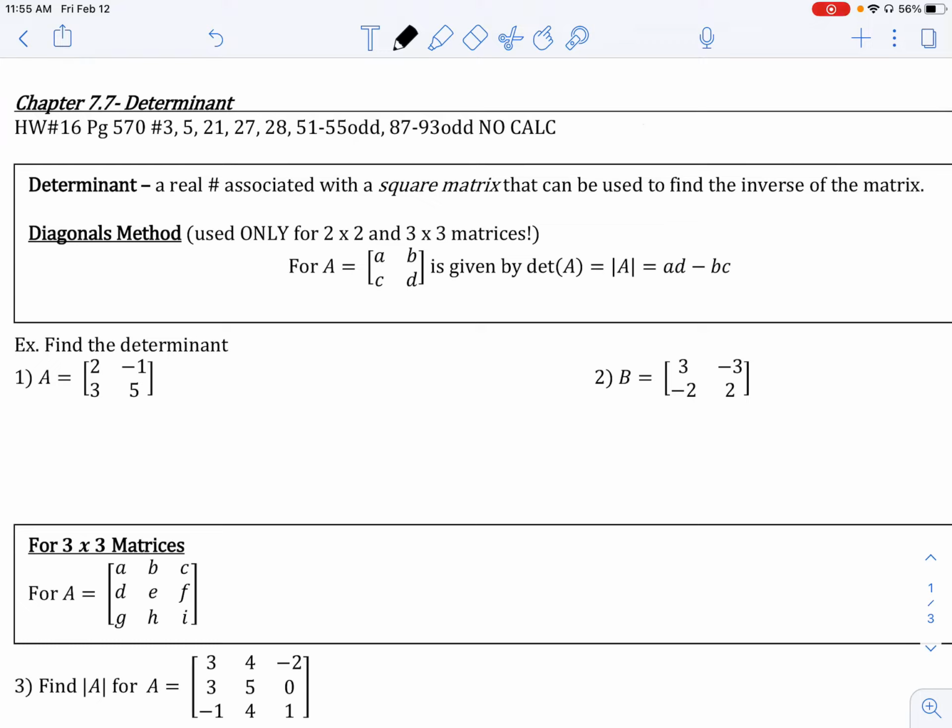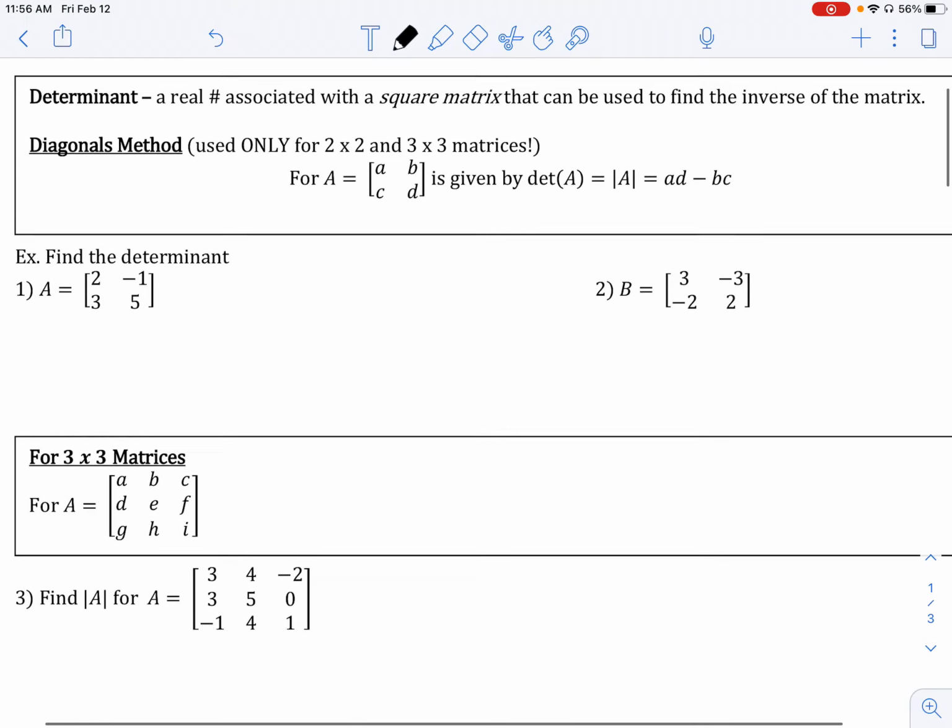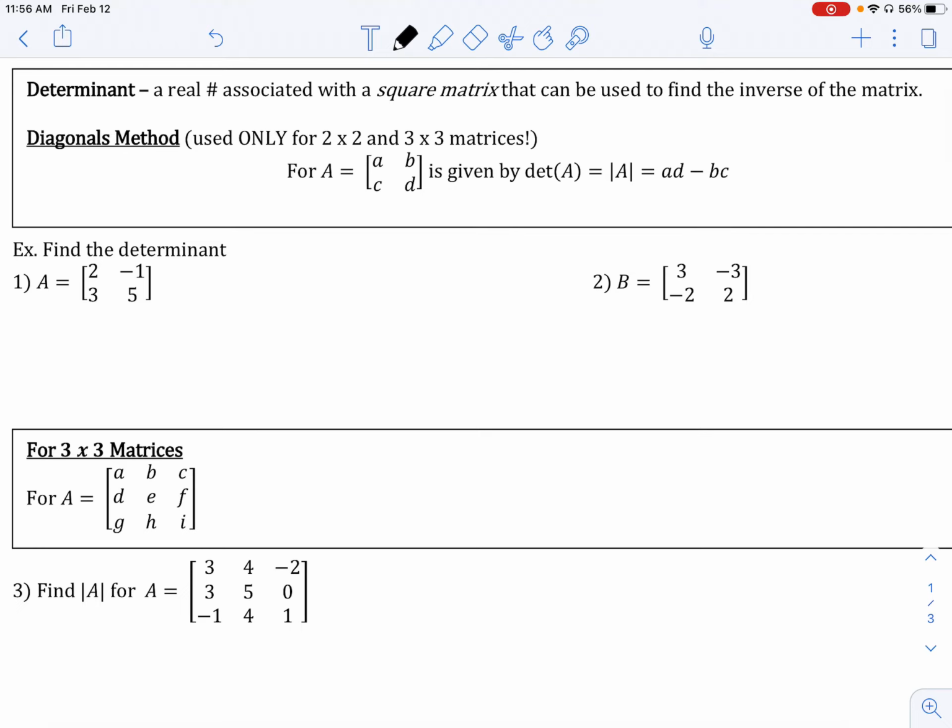Now, I want to start by talking about something called the diagonals method. And this is incredibly easy. The only problem is that it's limited. It can only be used for 2 by 2 and 3 by 3 matrices. But if most of the matrices we're going to be working with in this course are that, then this is actually a pretty simple strategy for us to employ.